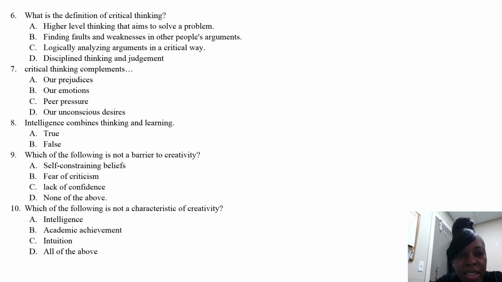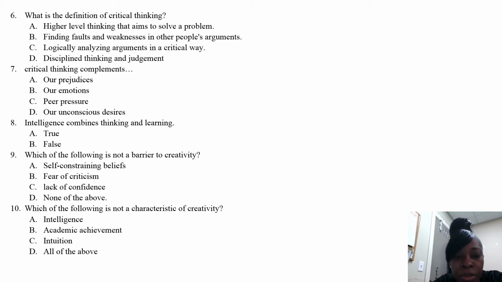6. What is the definition of critical thinking? A. Higher level thinking that aims to solve a problem. B. Finding faults and weaknesses in other people's arguments. Or C. Logically analyzing arguments in a critical way. Or D. Disciplined thinking and judgment. 7. Critical thinking complements A. Our prejudice, B. Our emotions, C. Peer pressure, or D. Our unconscious desires. 8. Intelligence combines thinking and learning. A. True or B. False.